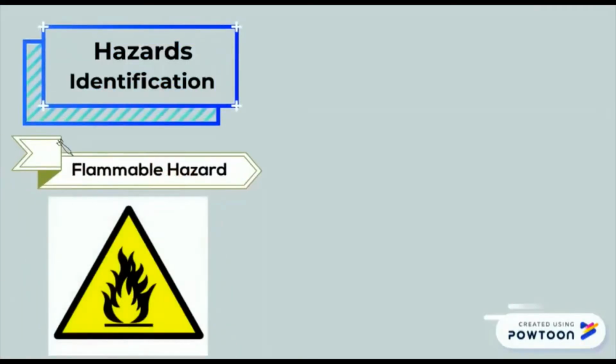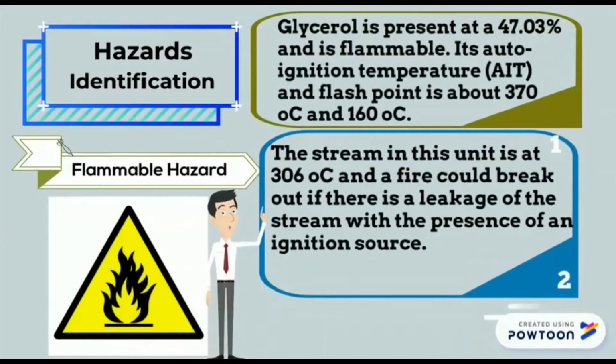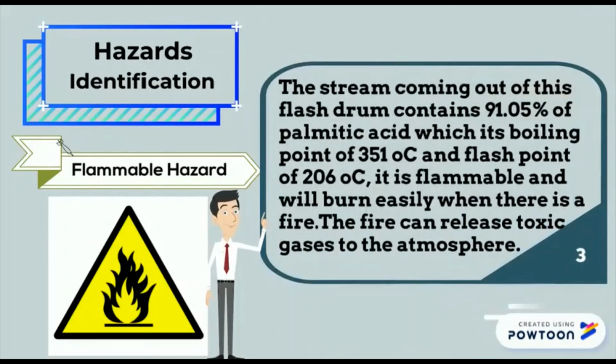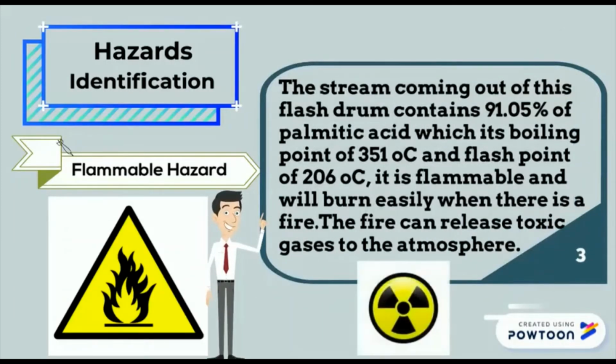In addition, flammable hazard. Glycerol is present at 41.03% and is flammable. The stream in this unit is at 360 degrees Celsius, and a fire could break out if there is a leakage with the presence of an ignition source. Next, the stream coming out of this unit contains mostly palmitic acid and is flammable. It will burn easily and release toxic gases.